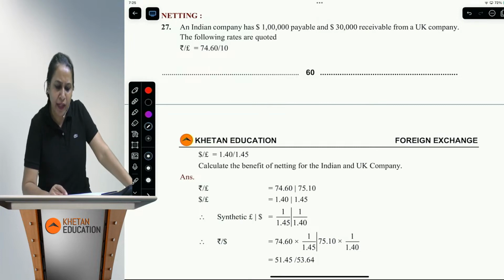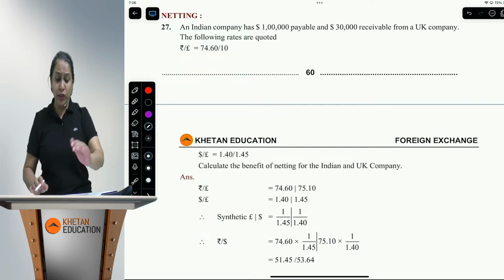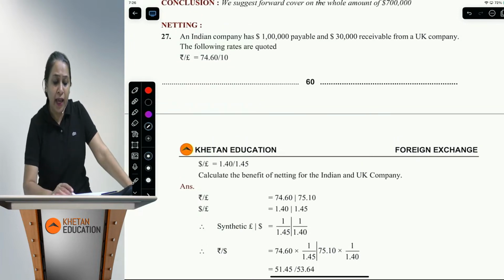An Indian company has, what is netting, guys? You will see in the example what netting is. An Indian company has $1 lakh payable and $30,000 receivable from a UK company. If you see, three currencies are in the scene: rupee, dollar and pound.